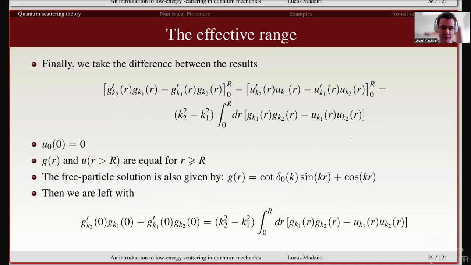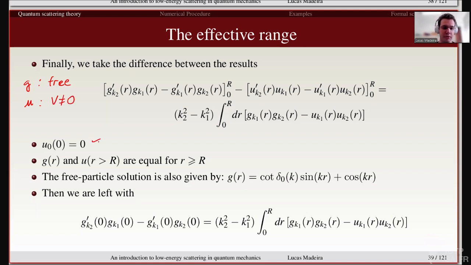So I'm going to take another difference now, which is the difference between the free particle solution and the solution with the potential, okay? So it's just subtracting two equations like those from the previous slide. One has the free solution, which is G, and U is the one with potential that's different from 0. Okay.